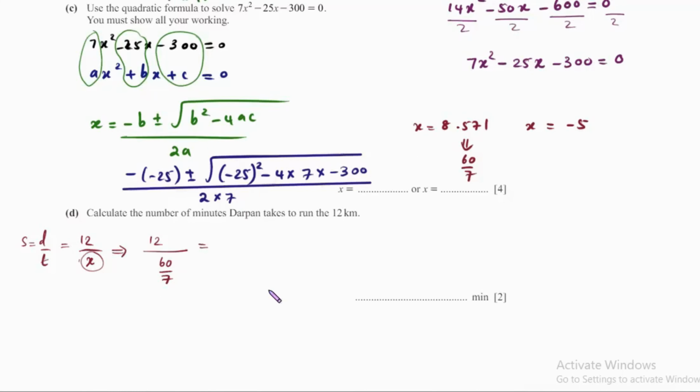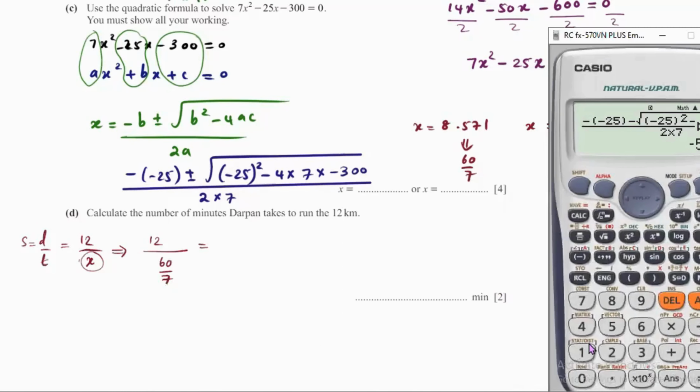So I'm going to put this in the calculator. I'm going to do 12 divided by 60 over 7. The 60 over 7 is the fraction for this decimal answer that I have here. Then I end up getting 7 over 5. This 7 over 5 is the same as 1.4 hours.